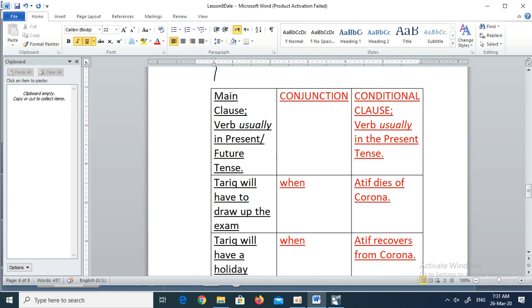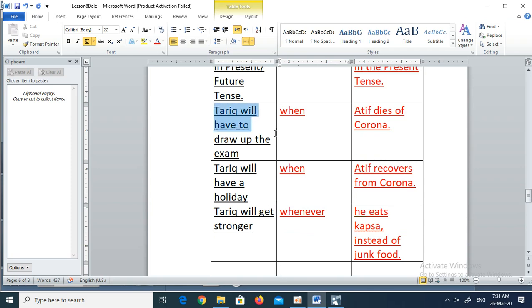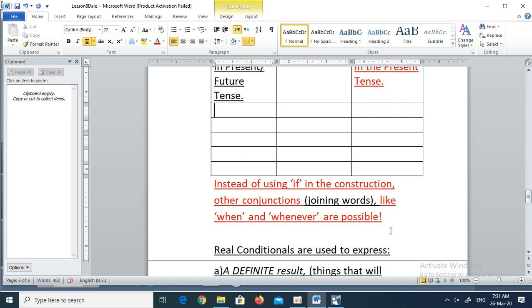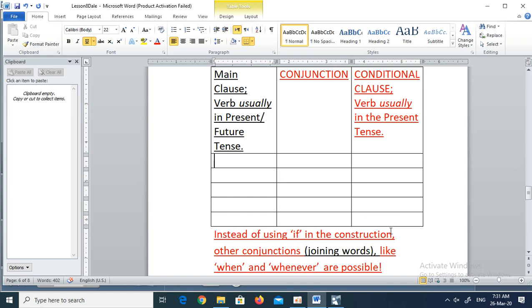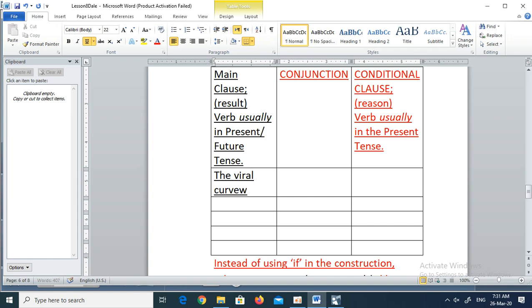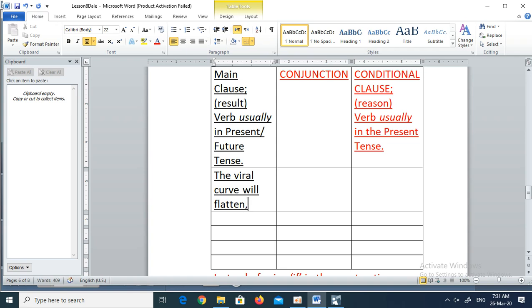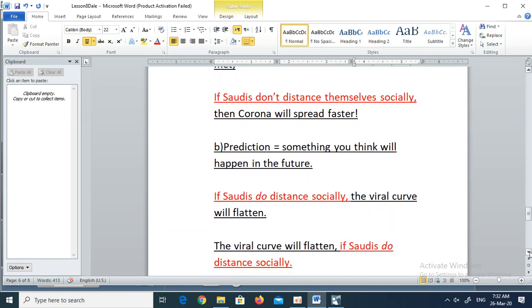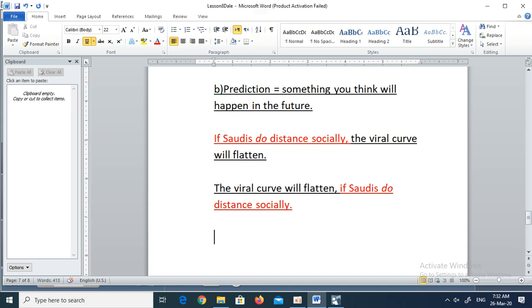So if we use this box, we are going to put the main clause first, the clause that gives you the result. Remember, it gives you the result, and that gives you the reason for the result. And the result will be the viral curve will flatten. Here we have our conjunction if. So it is distance socially. Good. So let us hope that it is distance socially.